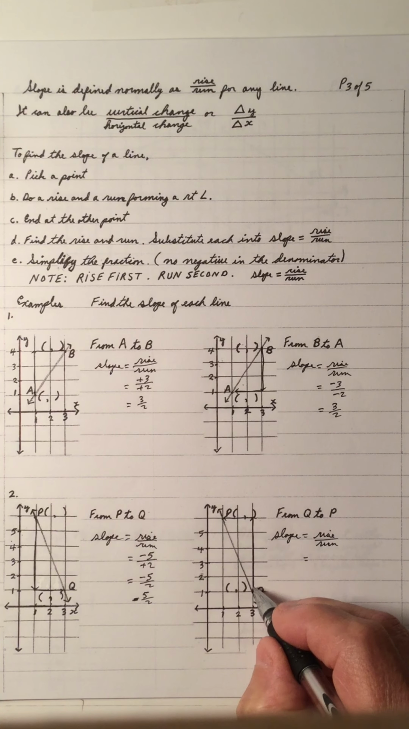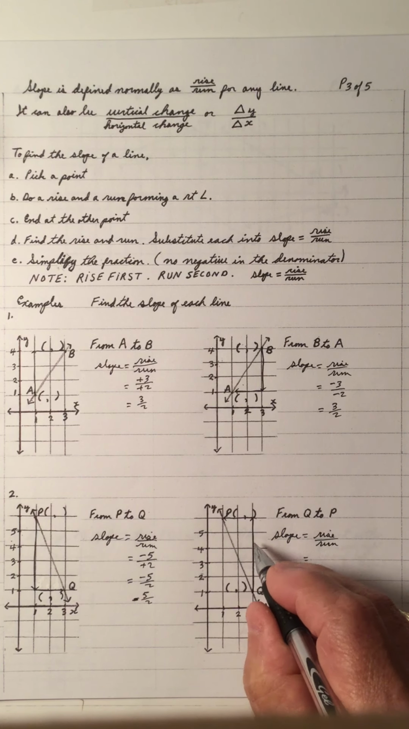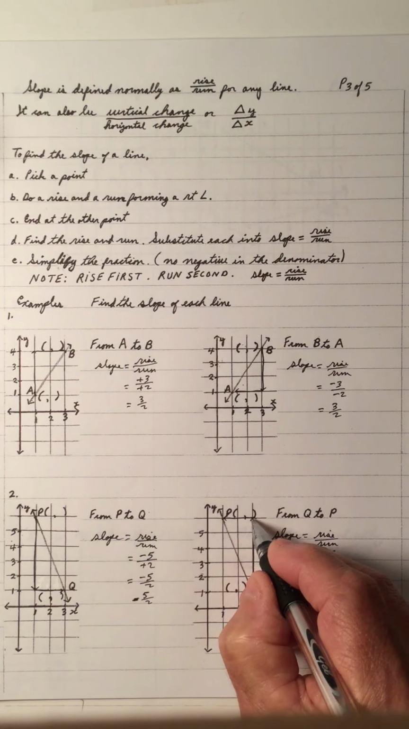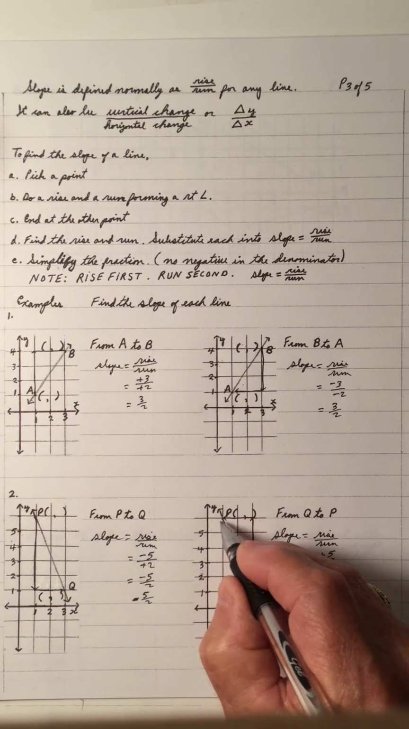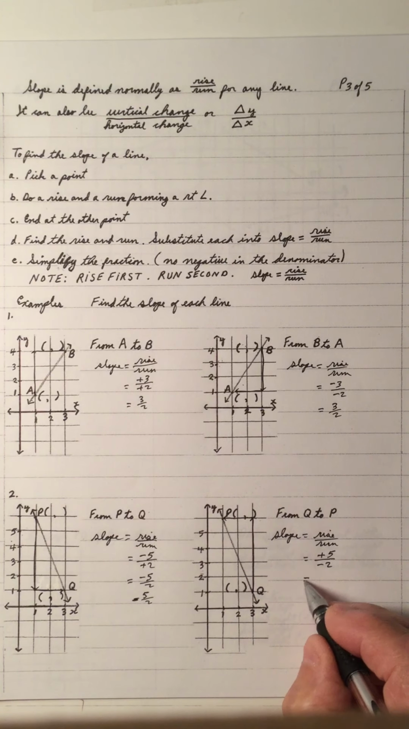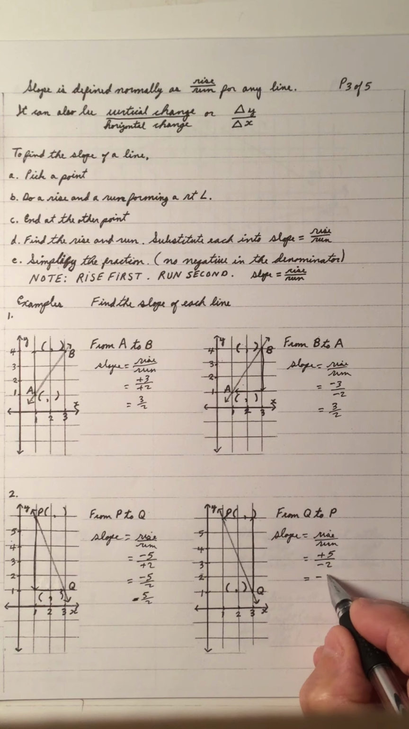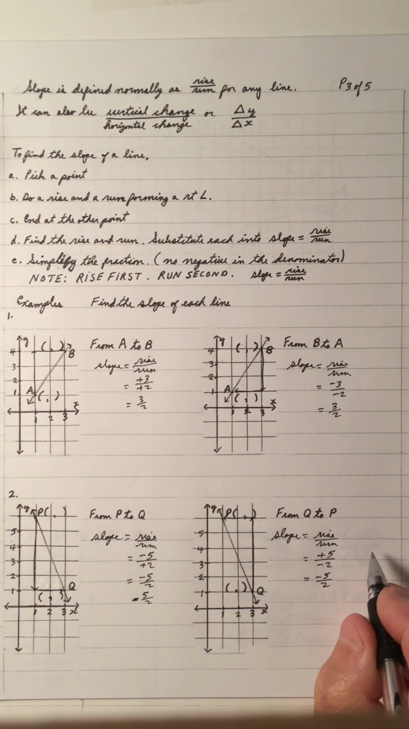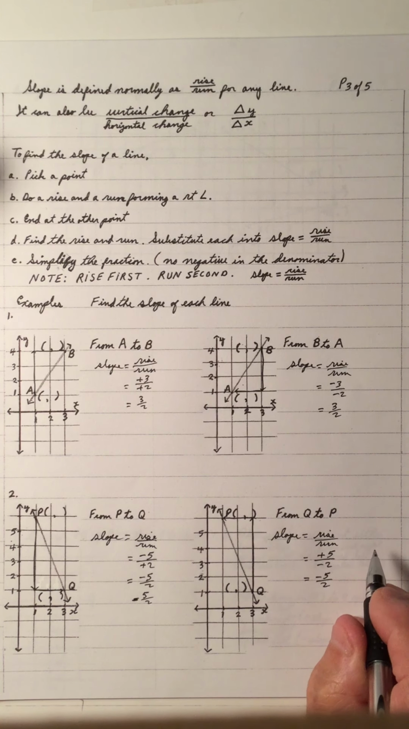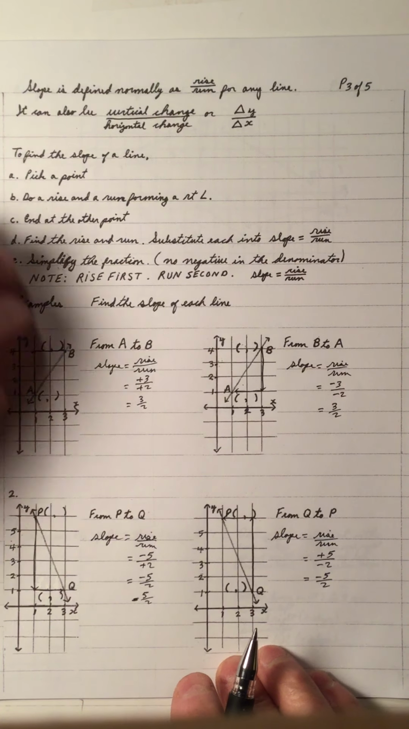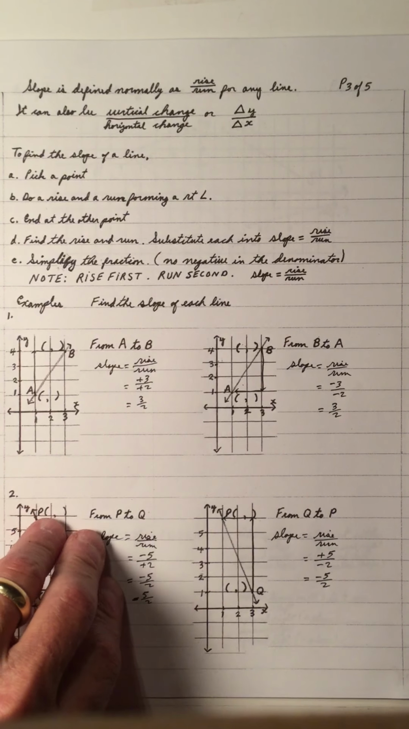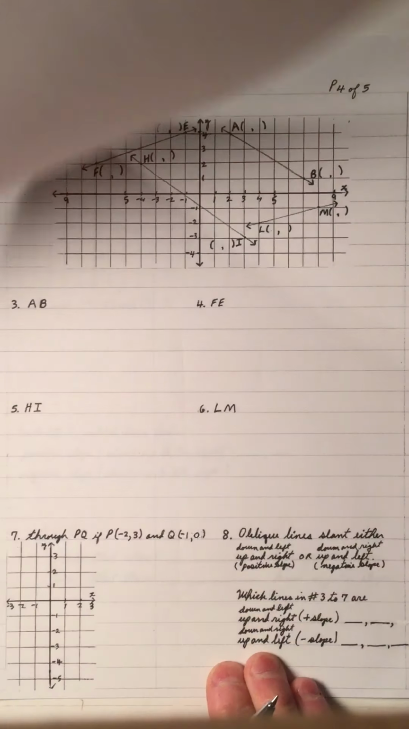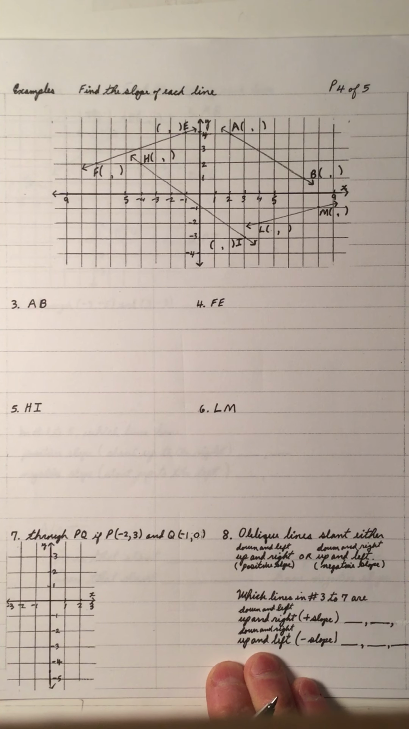So my rise this time is 1, 2, 3, 4, 5, plus 5. And my run is 1, 2, but it's going left, so it's negative. So positive 5 over negative 2 is the same as negative 5 over 2. But there should be no negative in the bottom of our fraction. So we can go either or, but I prefer to go up and to the right, up and to the left.